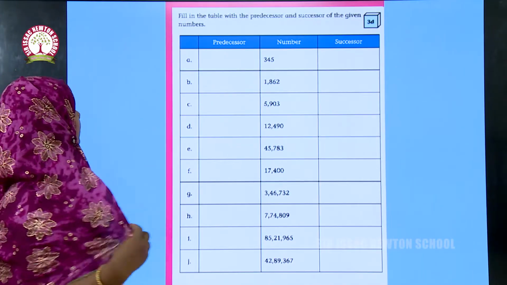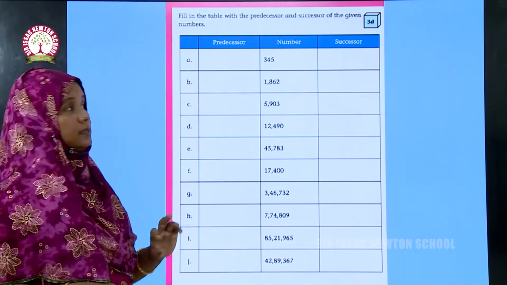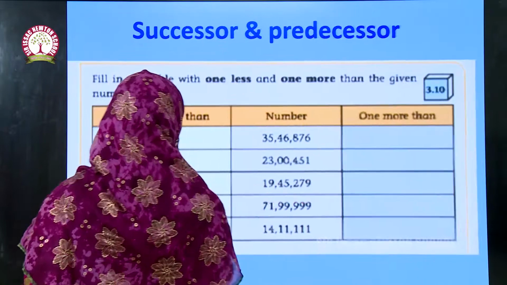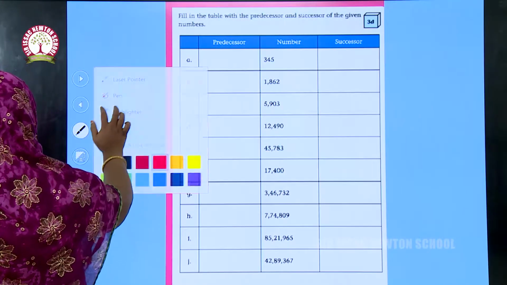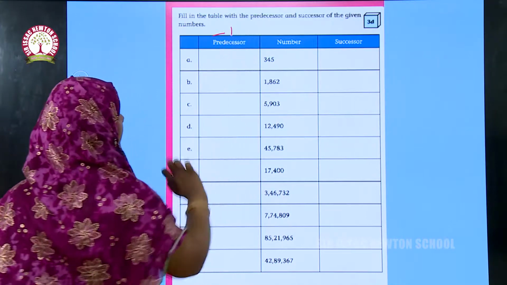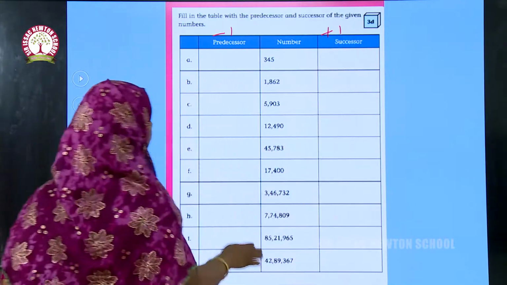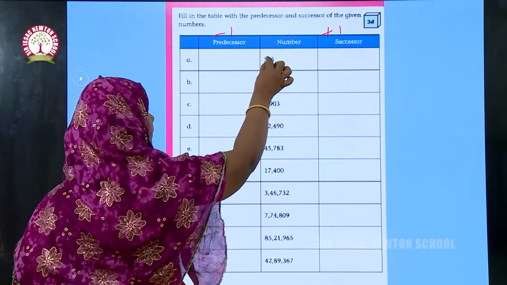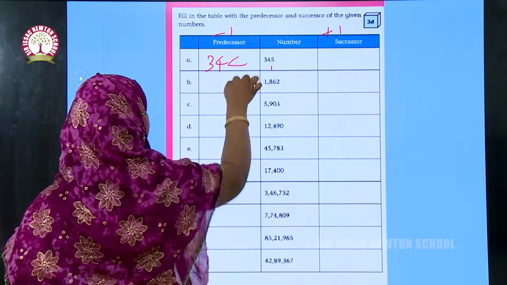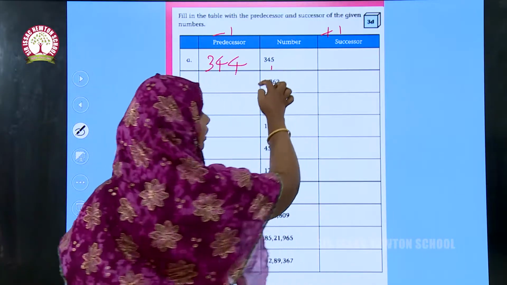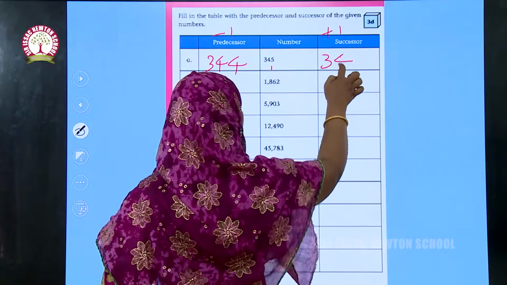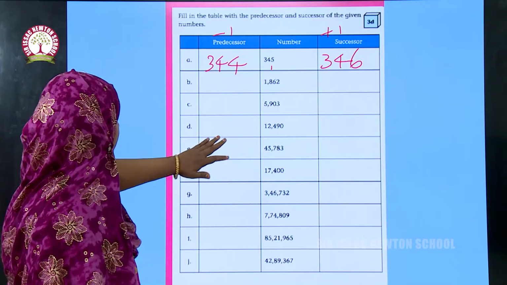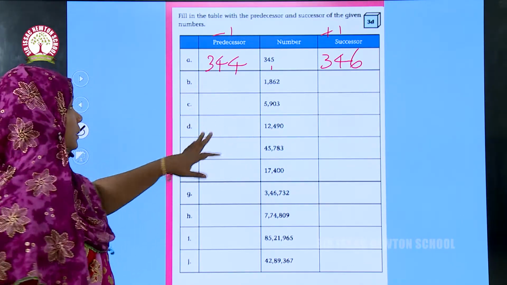An exercise is given. Fill in the table with the predecessor and the successor. For the predecessor I am going to subtract 1, and for the successor I am going to add 1. For 345, subtracting 1 from 5 gives 344. Adding 1, 5 plus 1 is 6, so 346. All these will be very easy, so you can try this as homework also.